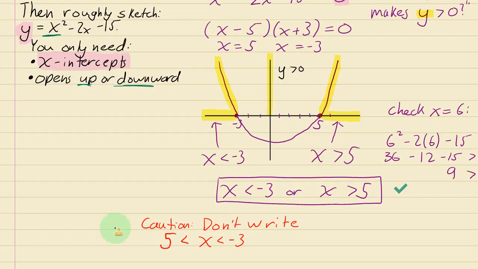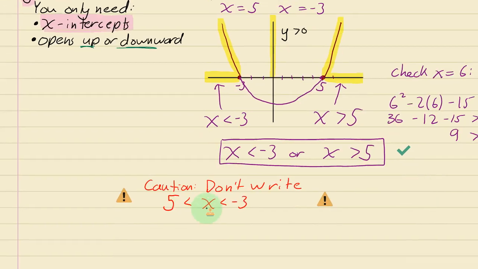And I'd like to give you one quick word of caution here. Don't write this answer like this. As if you write it like this, you're saying that x needs to be both greater than 5 and less than -3. But it's impossible for x to be both of those things. It could be one or the other, but not both at the same time, because there are no numbers that are both greater than 5 and less than -3. So yeah, don't do that. Write it as two separate things.